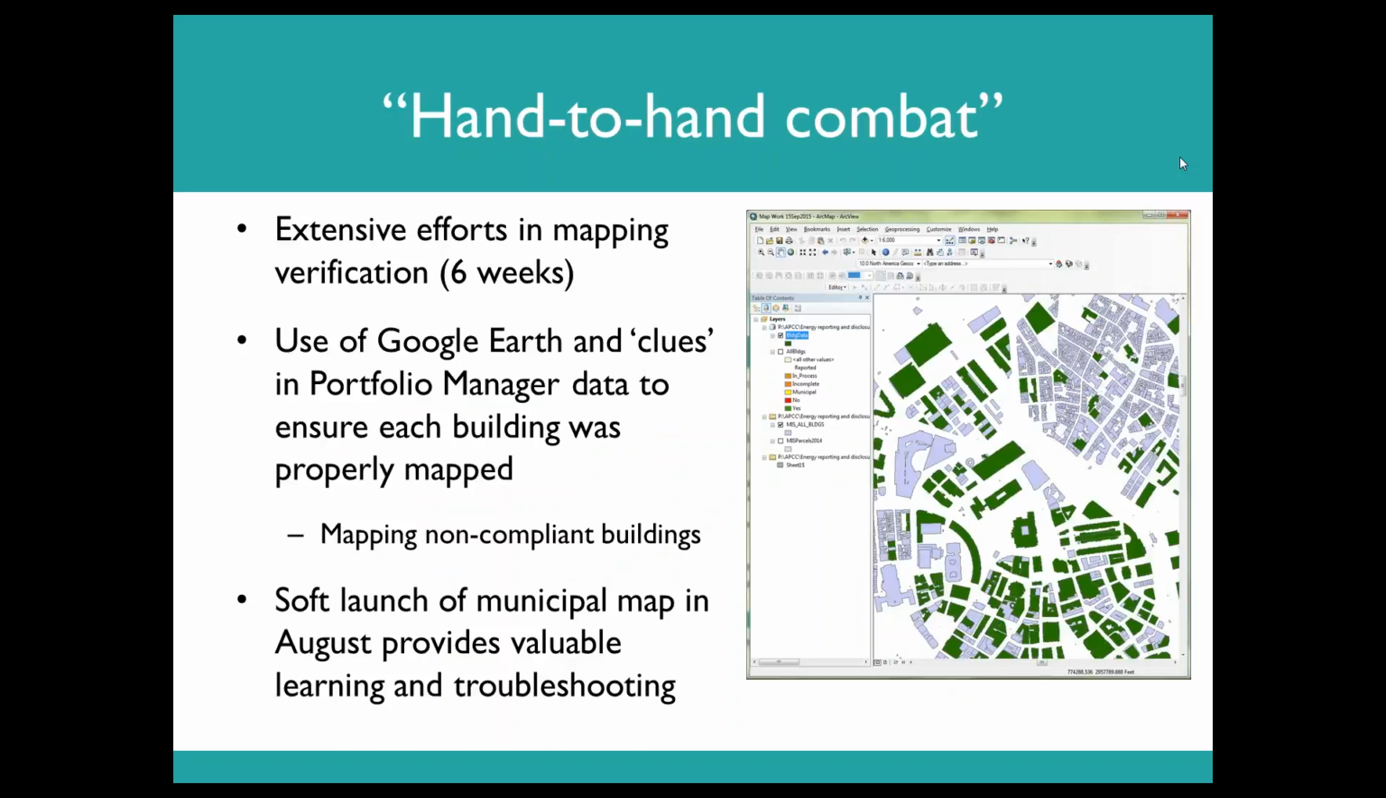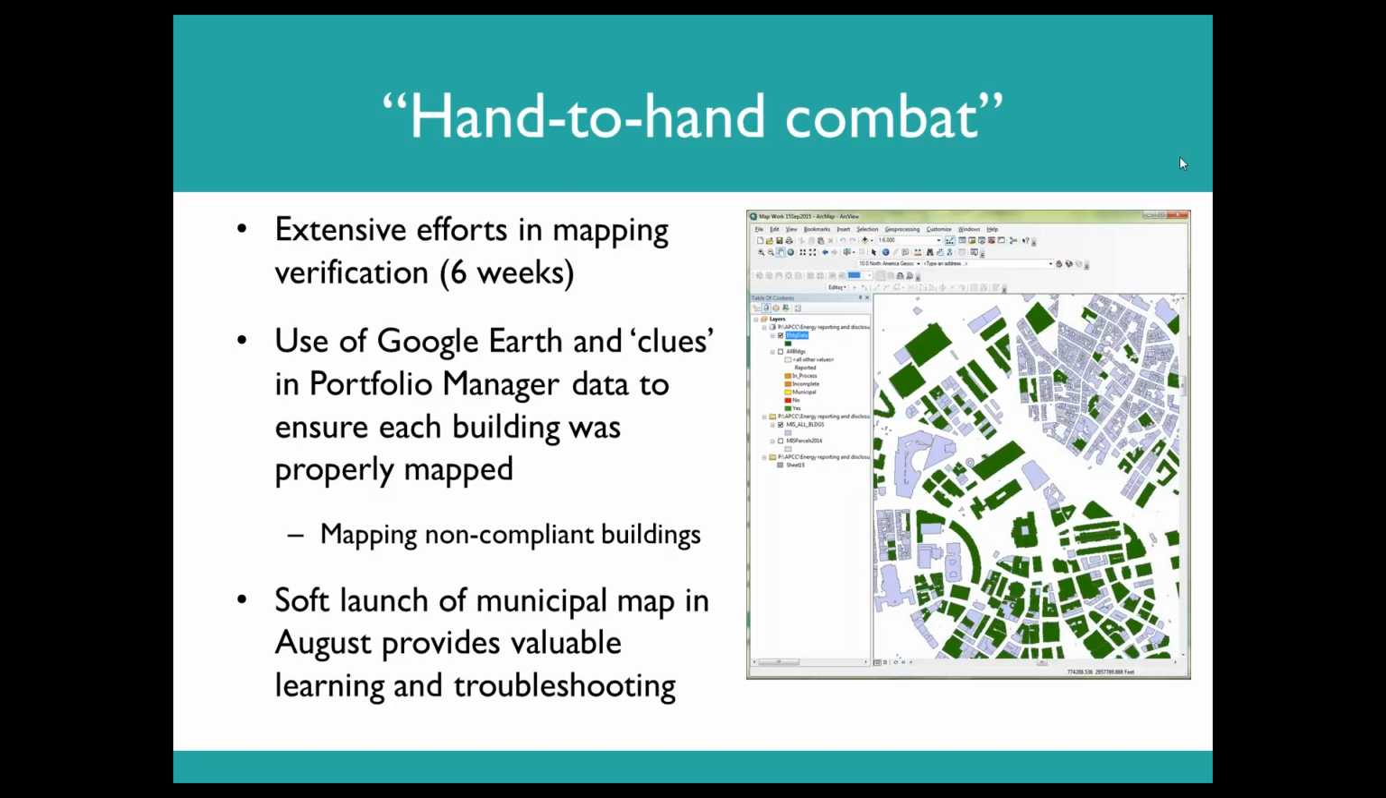After that, there was an extensive amount of what's been referred to as hand-to-hand combat. And that took about 6 weeks of an intern's time to verify how things were being mapped. Some of those campus issues I mentioned, some of the multi-building issues I mentioned. And we used a lot of Google Earth and clues in Portfolio Manager, when people submitted a building and said, I'm referring to the 9-story section here. That helped make sure our mapping was accurate. We also mapped non-compliant buildings then.